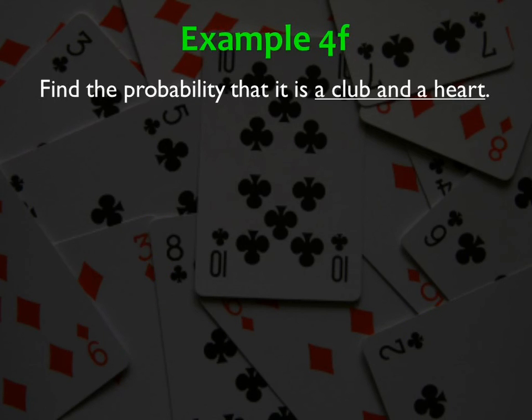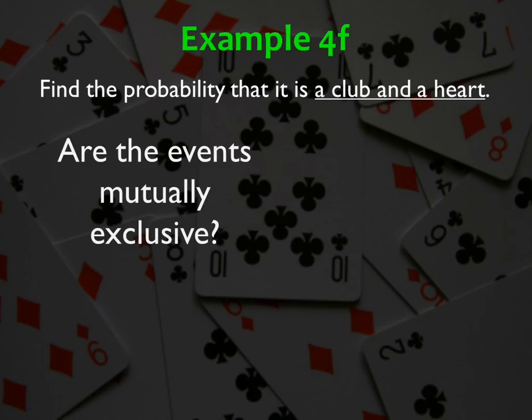For F, find the probability that it is a club and a heart. Well, if you draw only one card, it is impossible to draw a card that is both a club and a heart. So they are mutually exclusive events. The probability of two mutually exclusive events happening at the same time is 0. Now, if I ask you a club and a 7, well, you can have a card that's a club and a 7, but you cannot have a card that's both a club and a heart.